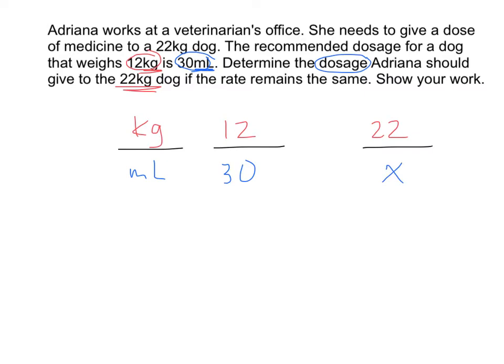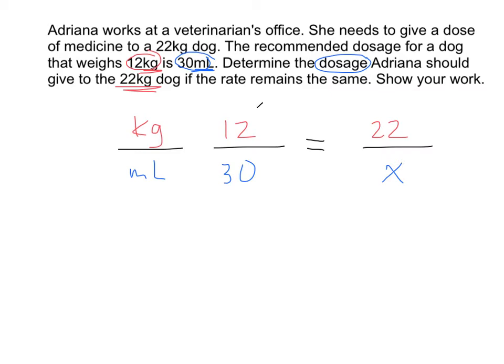Proportional situations are related by multiplication or division. A proportion is also a statement that two ratios are equal. So let's put an equal sign here. Now we need to figure out how are these two ratios related. So the first method I'm going to show you is by finding the scale factor.